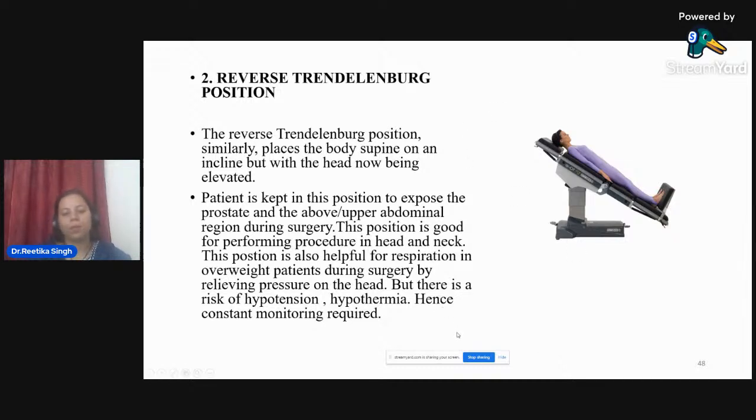So this is all about the introduction of anatomy, or the terms which we are going to use in the study of anatomy.